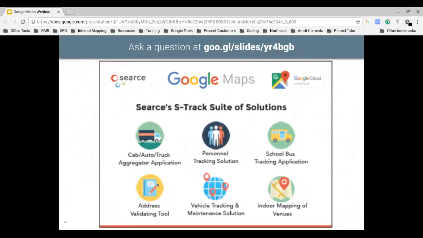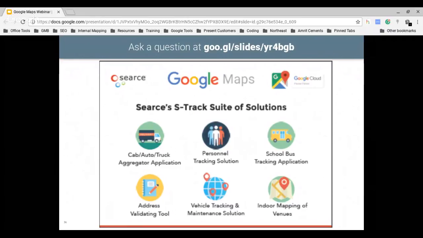We have cab, auto, truck aggregator, like I explained. Then personal tracking. We have school bus tracking application, to make sure that your children are safe while traveling back home, right? We have address validating tool. So if you have a lot of addresses in a non-standard and old format, we can help you to geocode those. Then we have vehicle tracking and maintenance solutions.